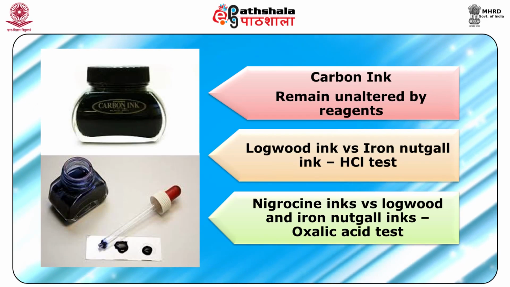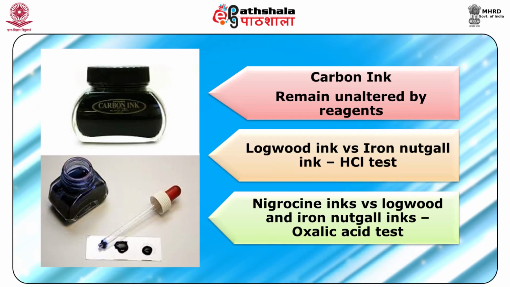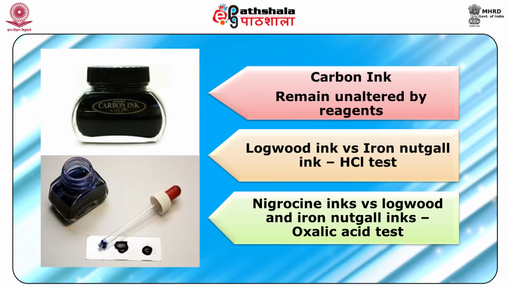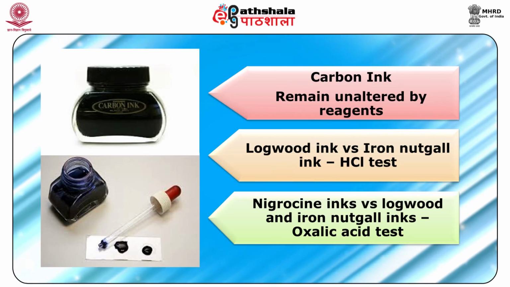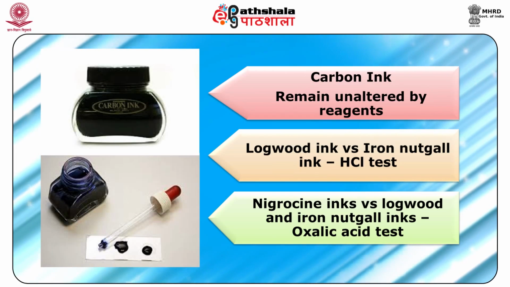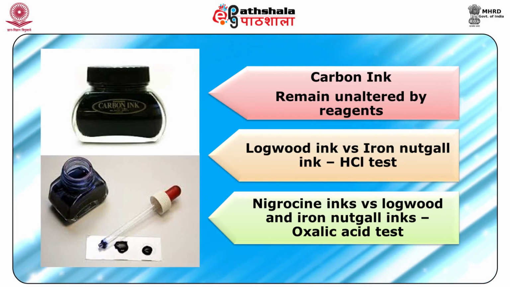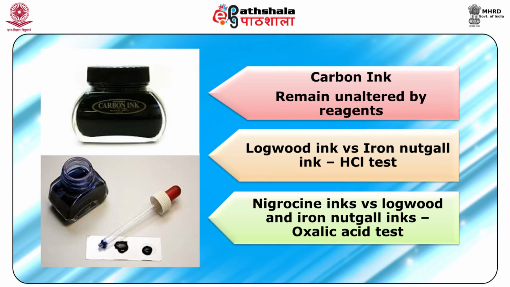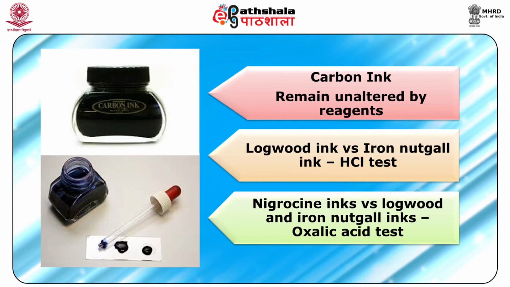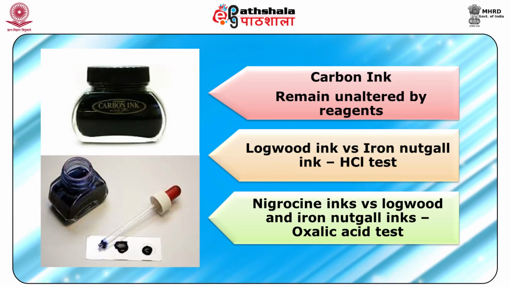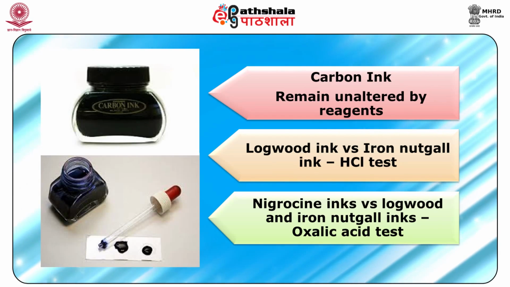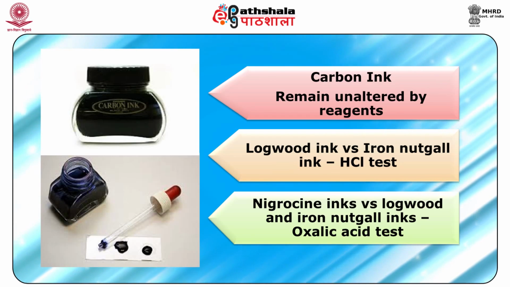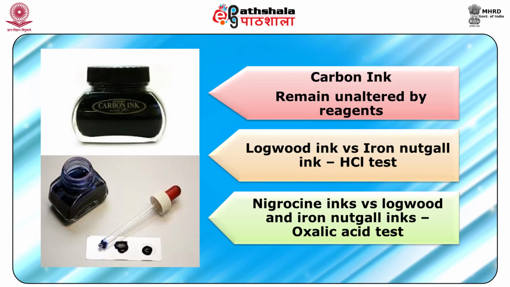Logwood ink and iron nut gall inks can be differentiated with the hydrochloric acid test. The logwood inks with these reagents give a red or purple color reaction, whereas the iron nut gall inks give a blue or blue-green reaction. Nigrosine inks can be differentiated from the logwood and iron nut gall inks with the oxalic acid test. The oxalic acid has little effect on nigrosine, whereas this reagent bleaches the iron nut gall ink to some extent, or it may change the color of logwood and iron nut gall inks.